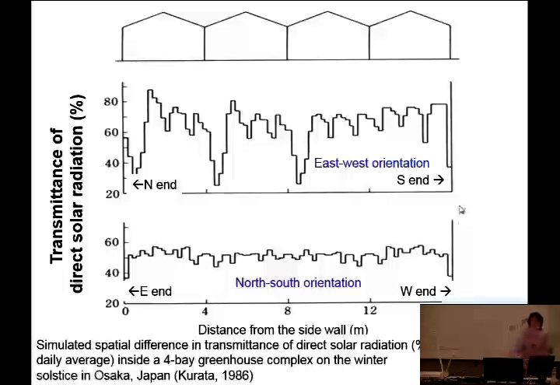If I change the orientation like that, and now the gable ends are facing south, in this diagram, this is the east end and west end. In that case, it's relatively smooth, averaging out because the shadow is moving.